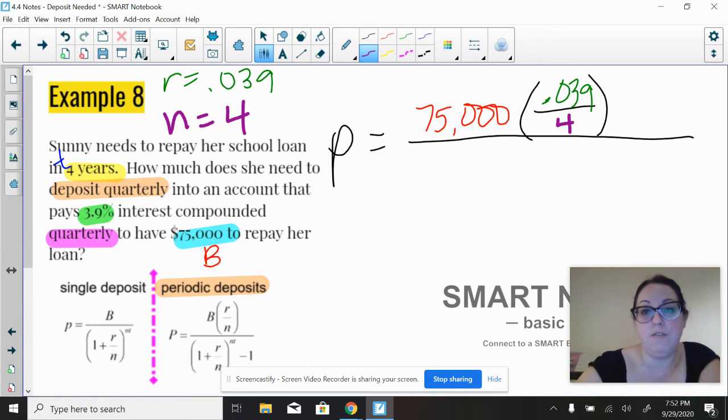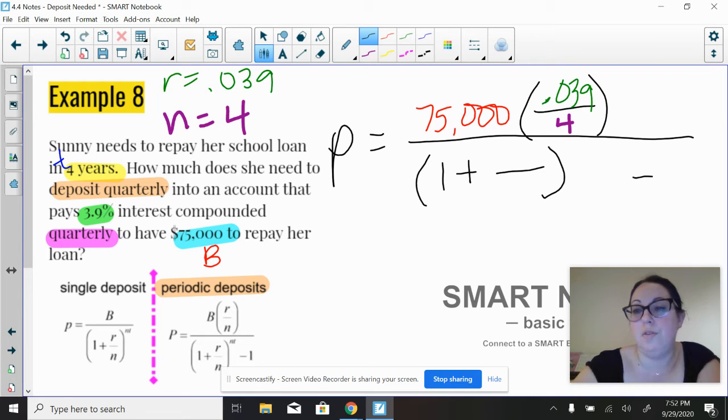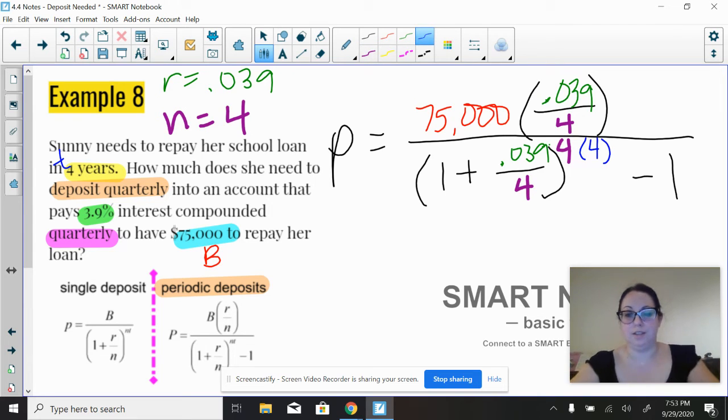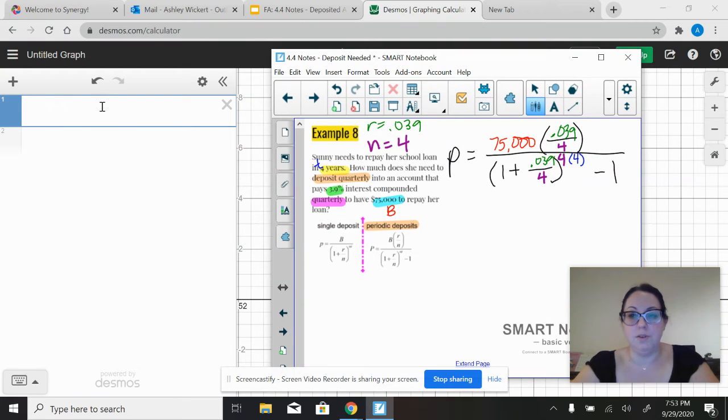In the denominator, we have a little bit uglier. It looks like 1 plus R over N to the NT, and then the whole thing is minus 1. So I'm putting all that in there because it never changes. What does change is the R, N, and T. So in this example, still going to be the 0.039 divided by 4. And we're going to raise that to the power of 4 for the quarter and times 4 for the year. So that NT is going to look like 4 times 4. I'm going to plug this all in to my Desmos right here.